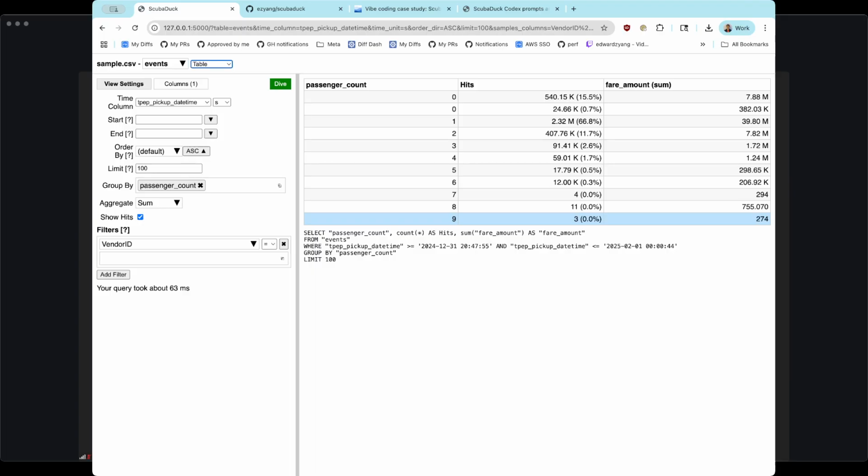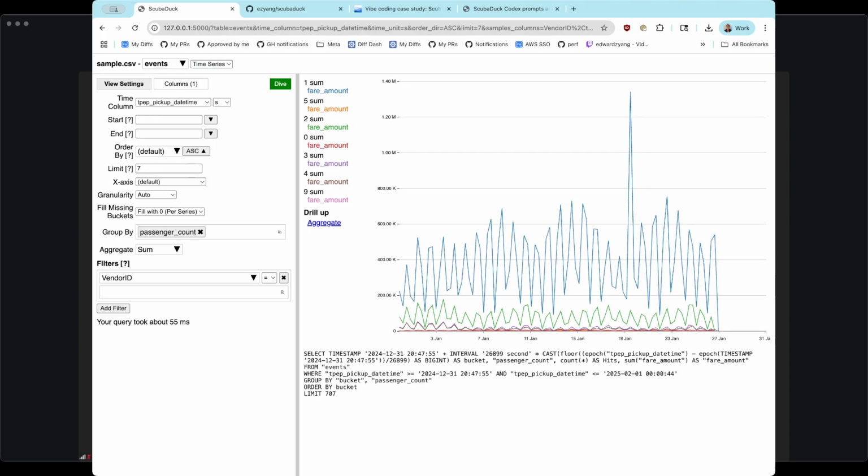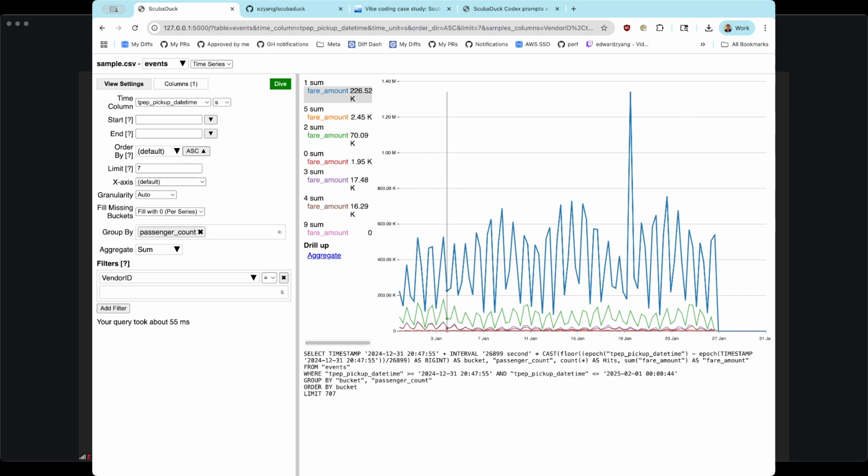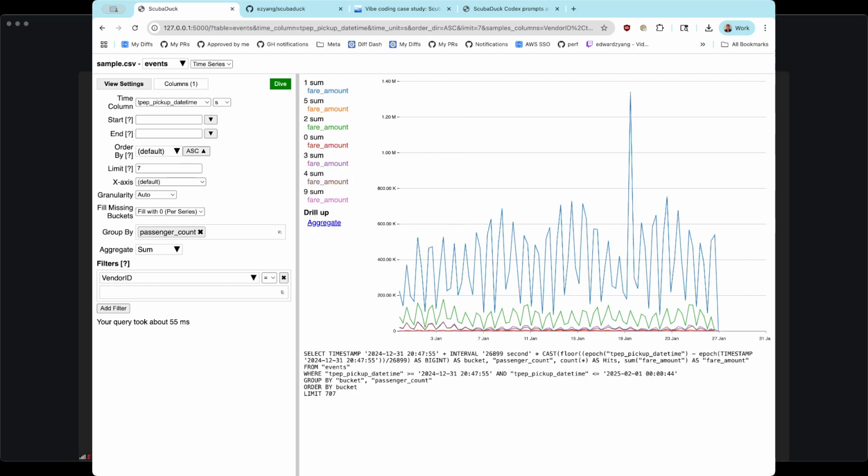So if you got a Parquet file, you got a CSV file, you got a database, it's got some data, you want to look at it, you're a scuba maniac like me, just load it up in ScubaDuck and click around and see what you can find out. It's very, very accessible in this way. Any questions about this before we go? Here's the group by in the time series, it gives you separate lines for how many passengers there are, for example.